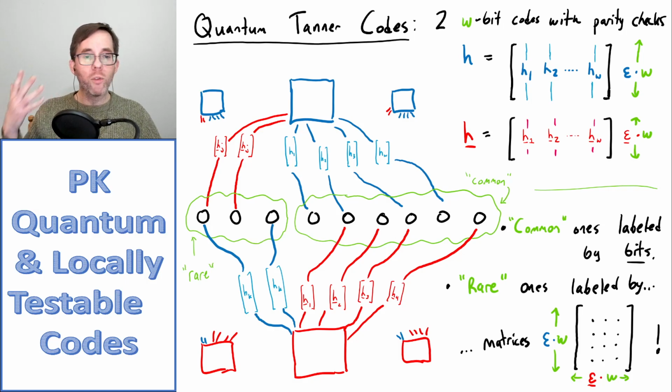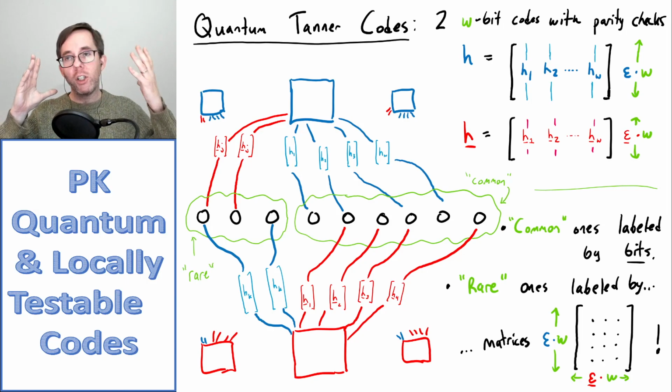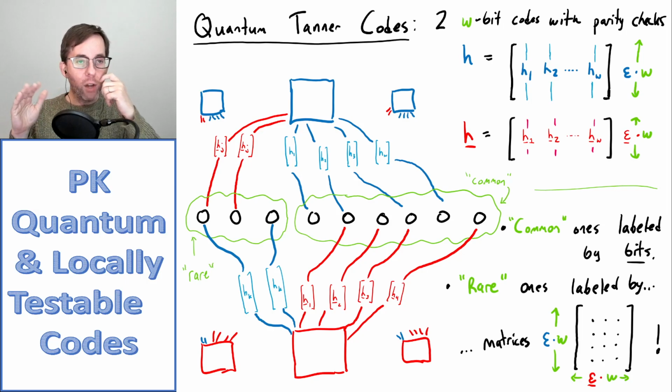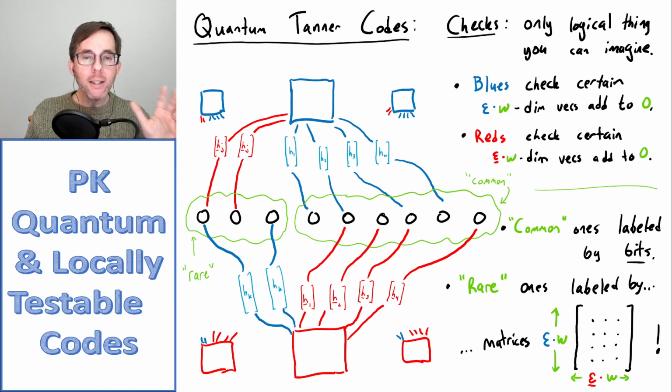And you still have to take my word for it that if you really think about it for long enough, this still corresponds to the original definition of a quantum LDPC code, where you just have the regular checks and the regular bits, but this is the Tannerized version of it. And I haven't even told you what the checks are, but basically they're the only logical thing that you can imagine.